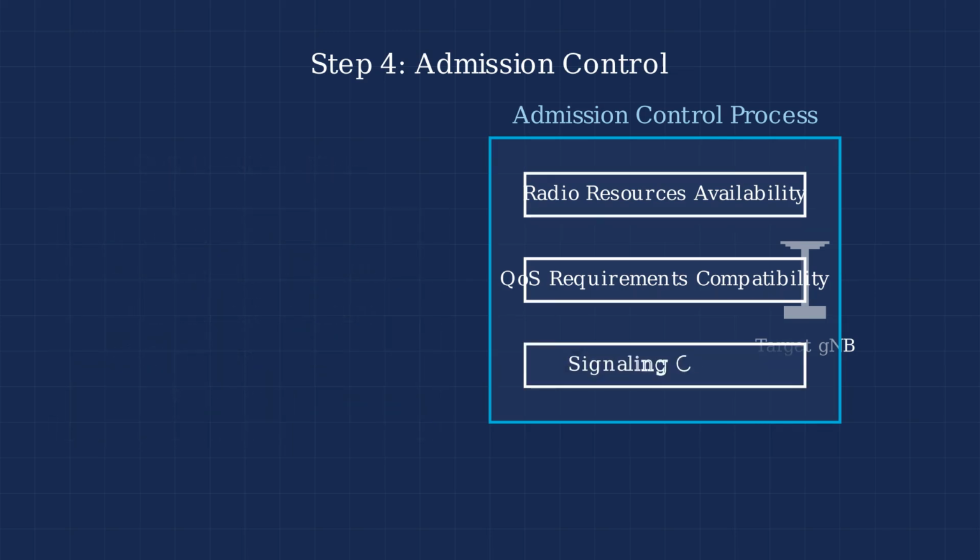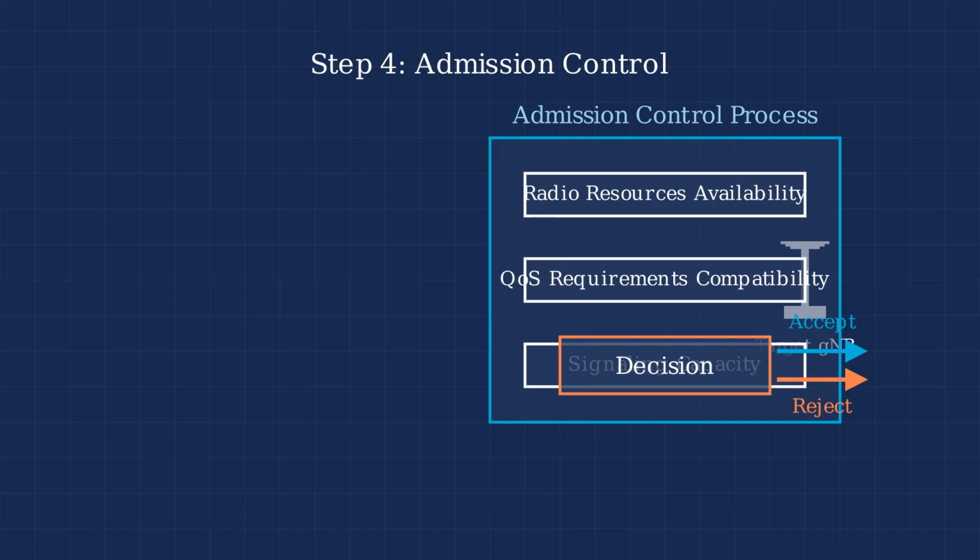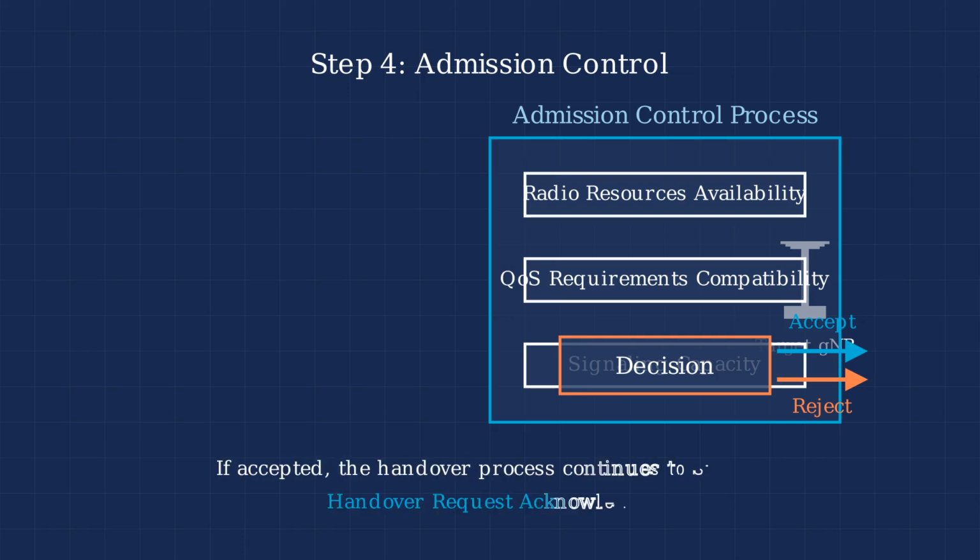The target GNB also checks its signaling capacity to ensure it can handle the additional control plane traffic associated with the new connection. Based on these assessments, the target GNB makes a critical decision, either accept or reject the handover request. If the target GNB accepts the handover request, it will prepare radio resources for the UE and proceed to the next step, Handover Request Acknowledge. If rejected, the source GNB may attempt handover to a different target GNB.